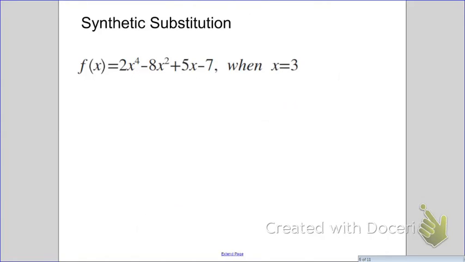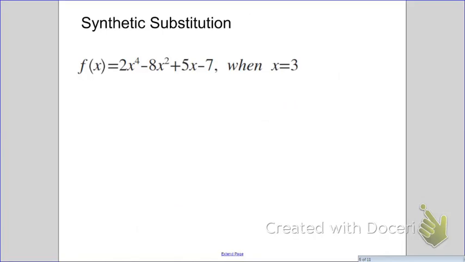Now it's time to see some ways to evaluate polynomials. There's an old-fashioned way of doing this, and that is taking the 3 and plugging it into all the x's in the problem. Polynomials sometimes have pretty large exponents. Also, depending upon the number you're plugging in, doing the exponents could be pretty complicated or laborious. So we have another way to do this.